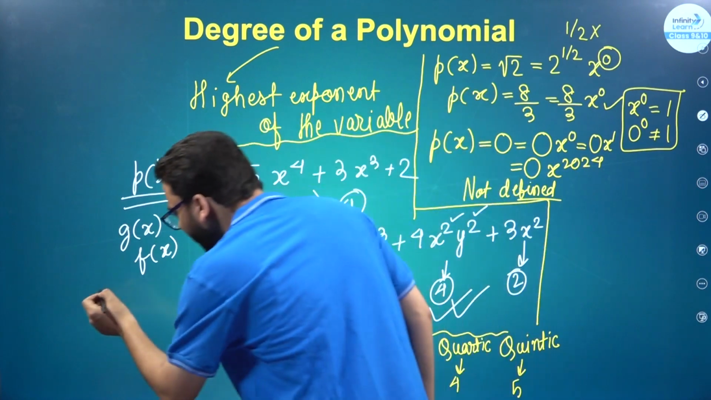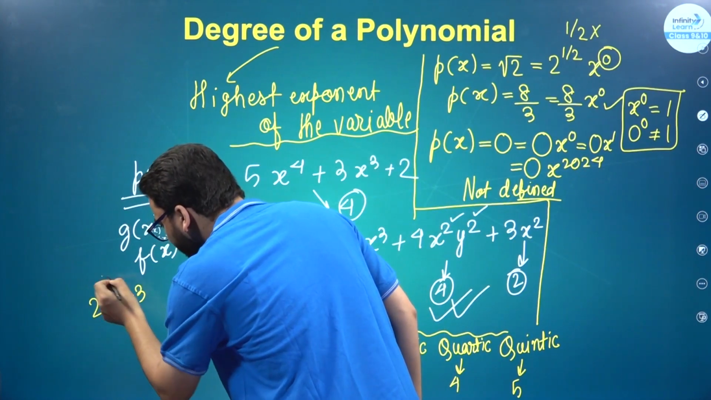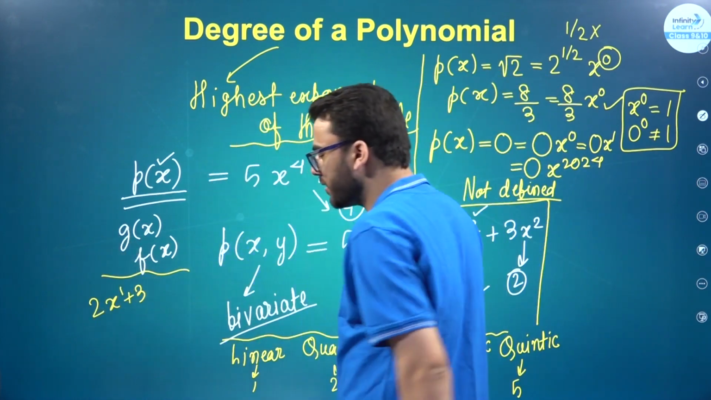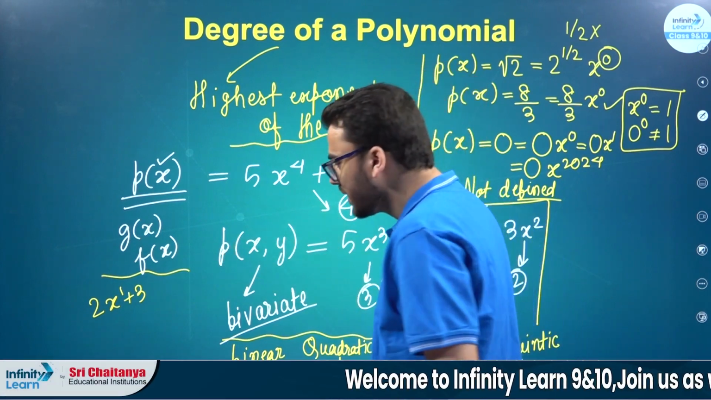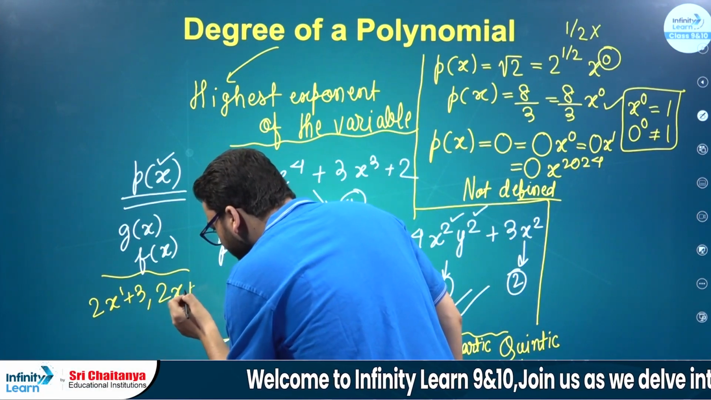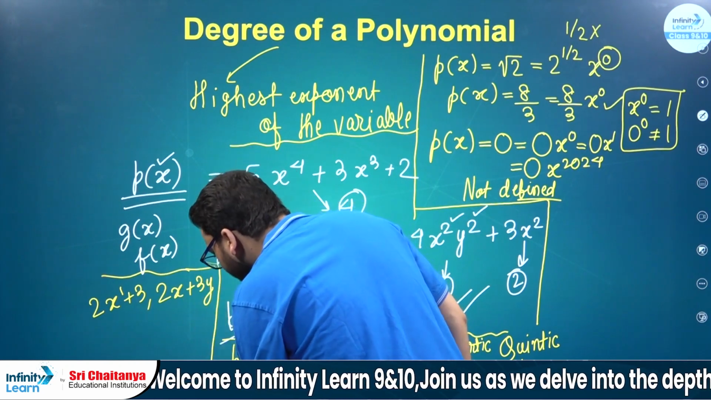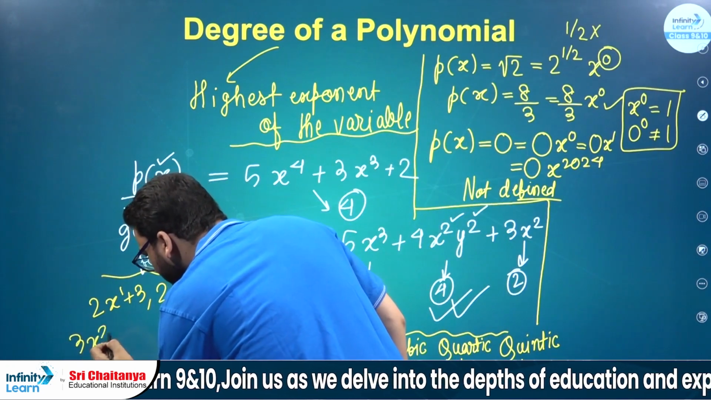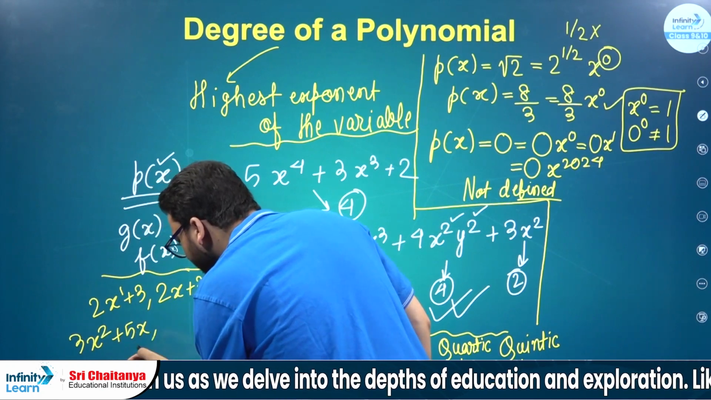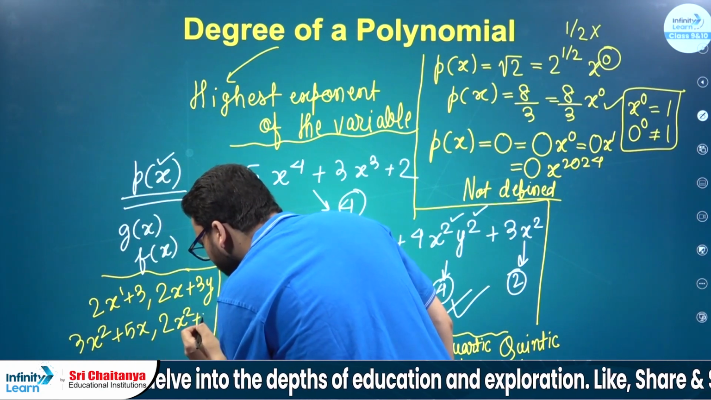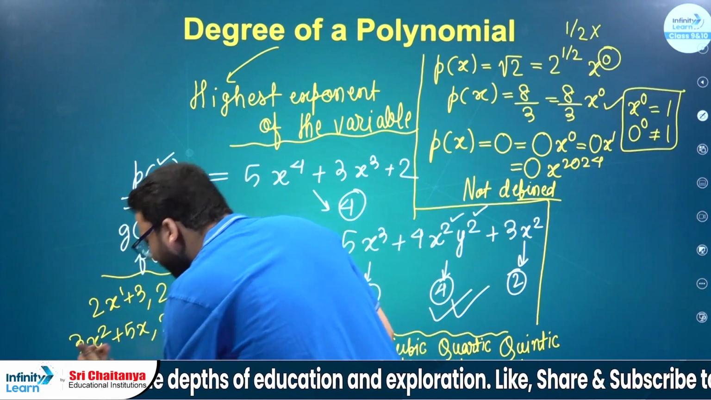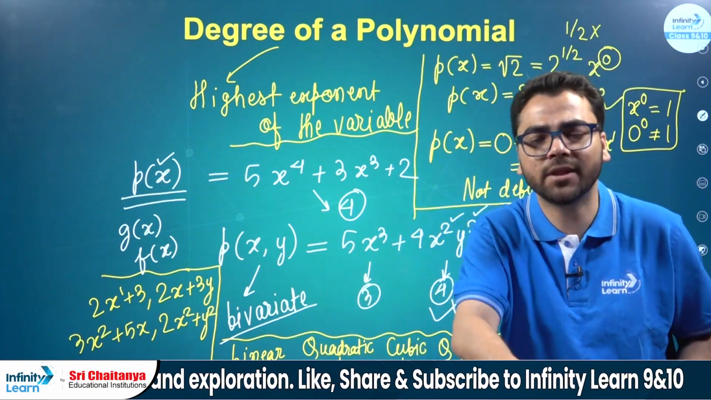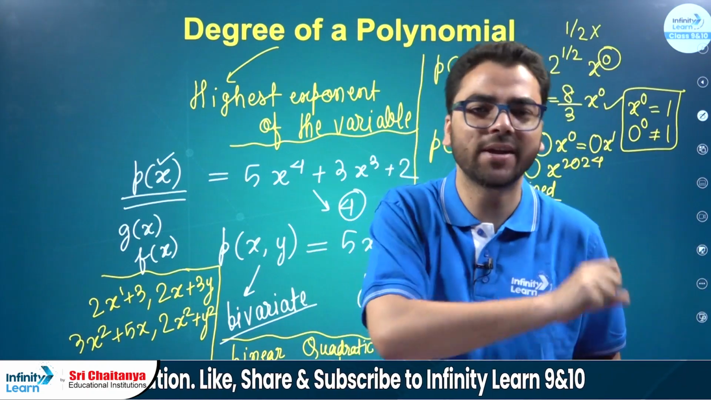Now, let us take some examples. Linear polynomial. If I take something like this, this is a linear polynomial in one variable, because the highest exponent of the variable is 1. Degree is 1 over here. You can also have a linear polynomial in two variables, something like this. Similarly, you can have a quadratic polynomial in 1 variable, in 2 variables, in 3 variables, in 4 variables, and so on. And the same will happen with cubic polynomials as well as quartic as well as quintic polynomials.